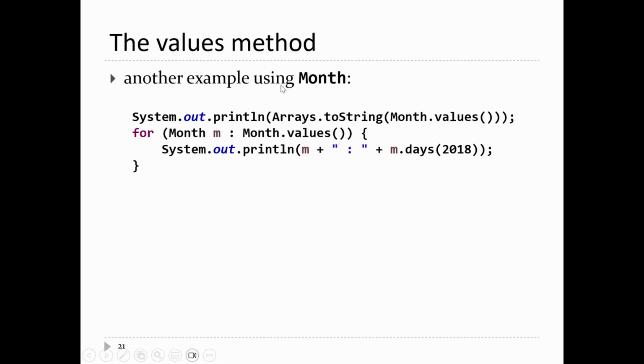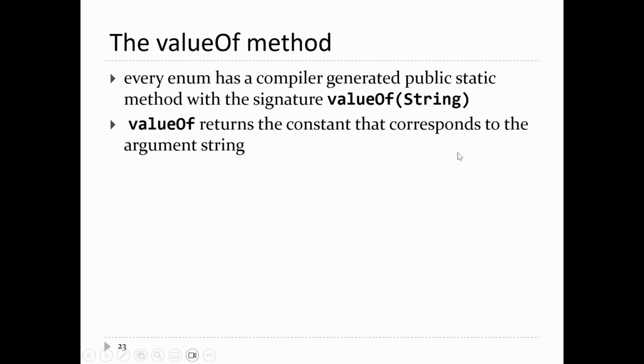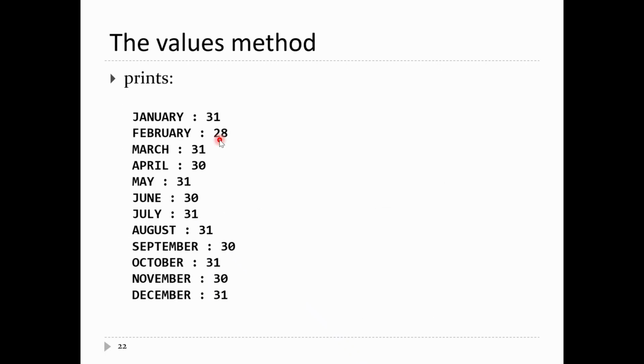Here's another example of using this method. month.values is an array containing the constants belonging to month. I can write a little for each loop that iterates over all the months. So for each month m in all of the months, I can now ask, how many days are in the year 2018? And that's going to print out 31, and so on. And of course, if you picked a leap year here, you'll get the exact same thing, except February will print out 29 days instead.